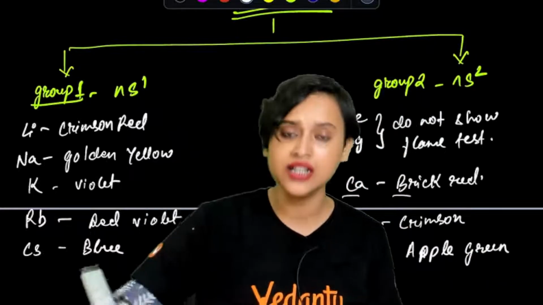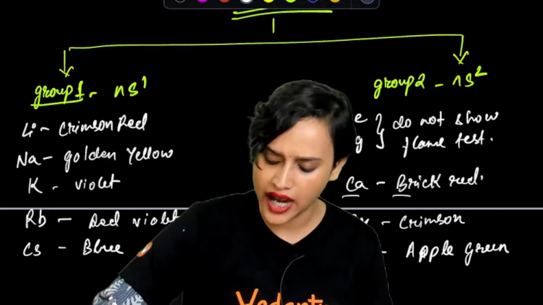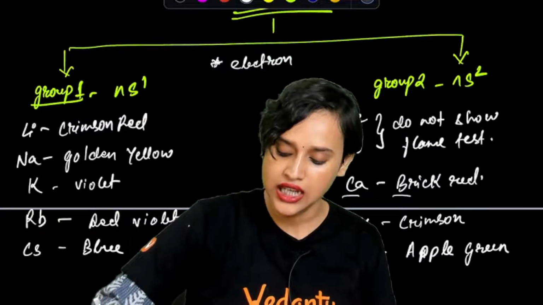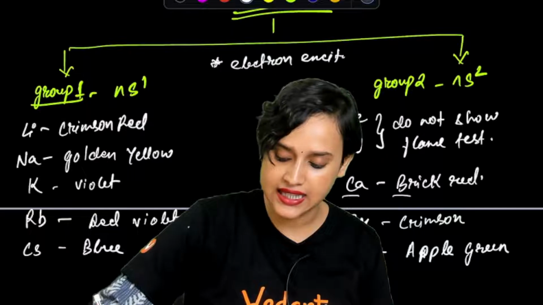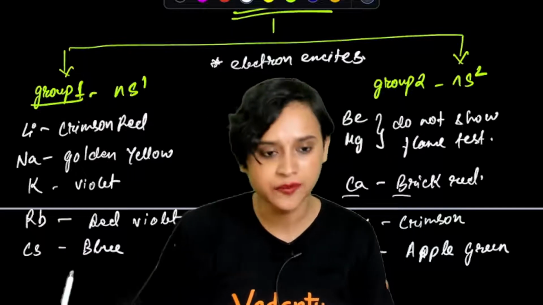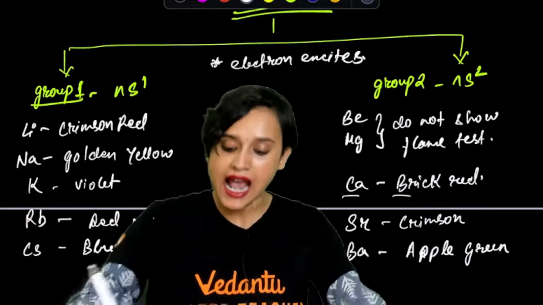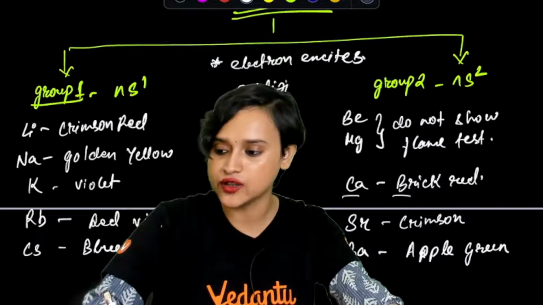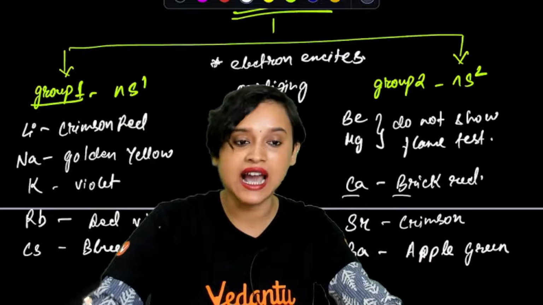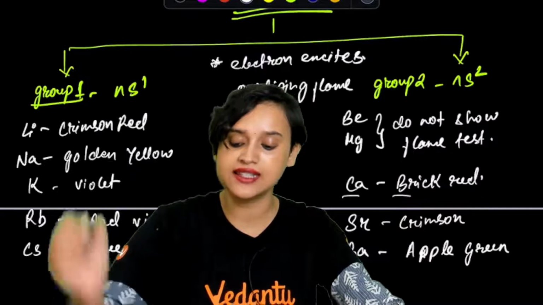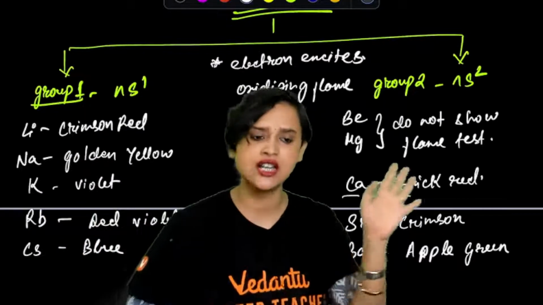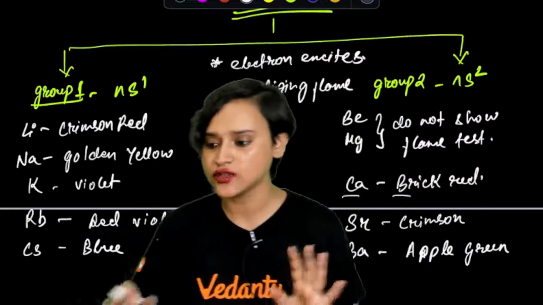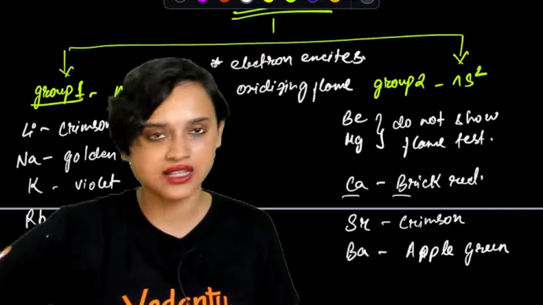And by the way, also learn, just write this down. Why does this happen? Because of electron excitation. Electron excites. That is why it happens. And these are oxidizing flames. Just know this, okay? These are called oxidizing flames. Just write this. Not more than that is there in your NCERT. So I think that's it. It is enough, okay?